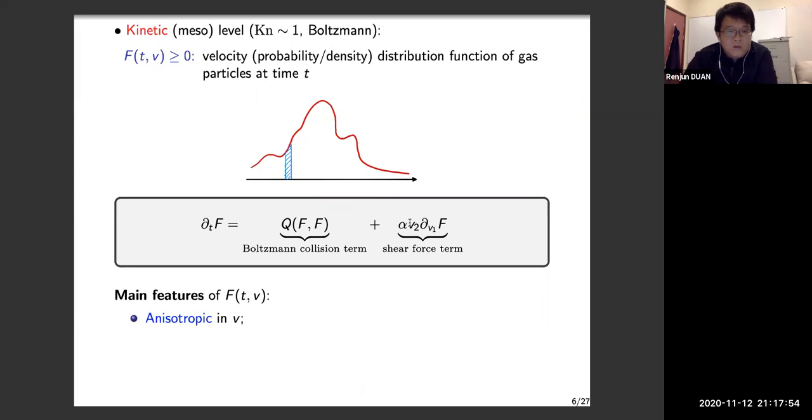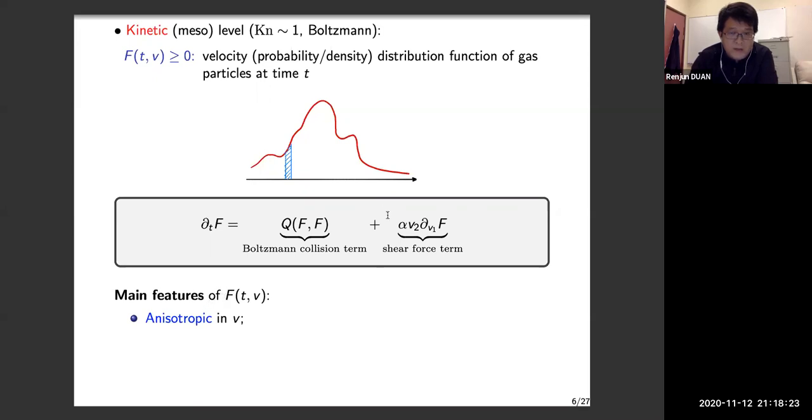The main feature of this, just very heuristically, for this unknown density distribution function determined by this spatially homogeneous Boltzmann equation with this kind of linear shearing force term, is what we will be following.